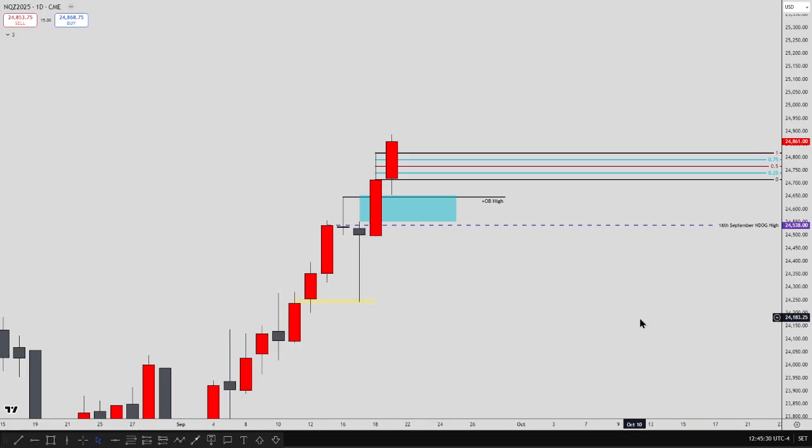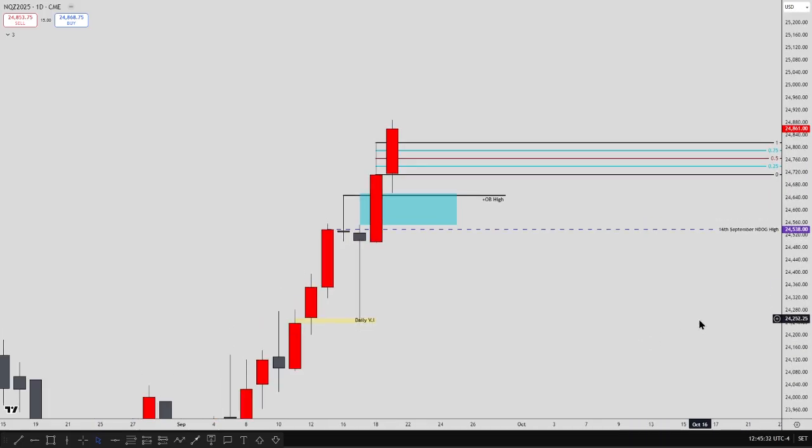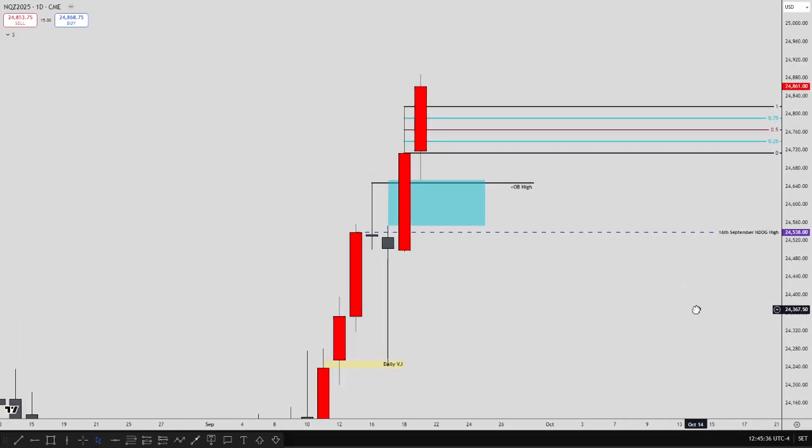Alright, we're back for our weekly outlook, and last week we didn't do one, but this week we are doing one. So we're looking at the daily chart. As you can see here, we've got a couple of PD arrays marked out. So this is the daily volume balance that we used from September 11th to 12th. We made a retracement into that.